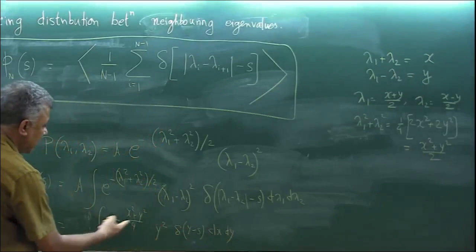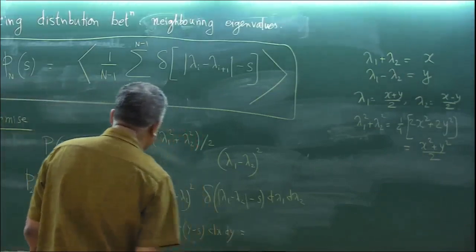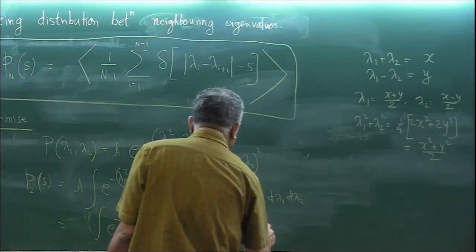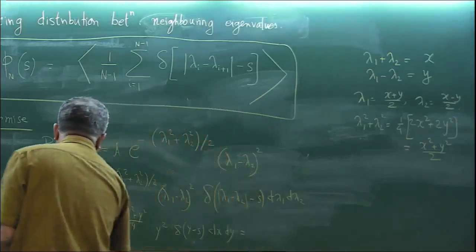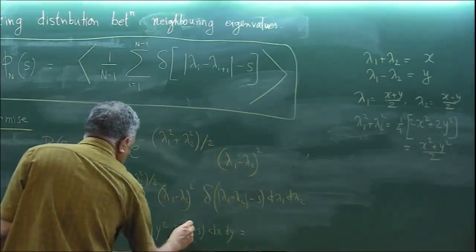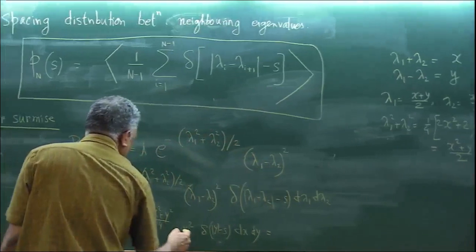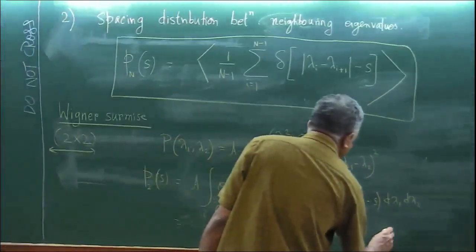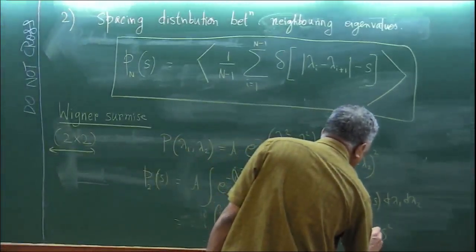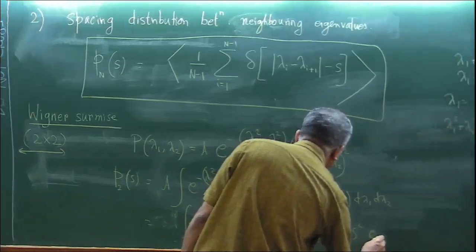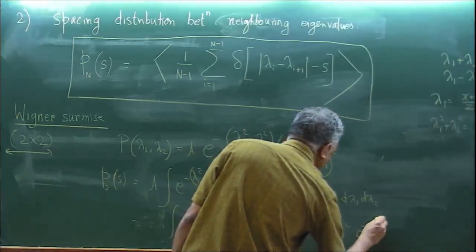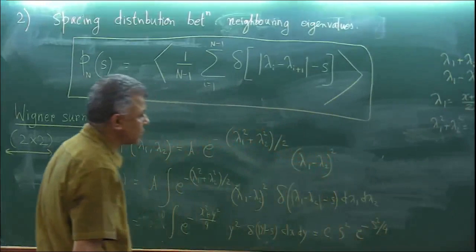Then the y integral I can trivially do, and the x integral will just give me a constant. So basically, up to some normalization constant, it doesn't matter, since it is y squared anyway. This will be basically s squared times e to the power minus s squared over 4.